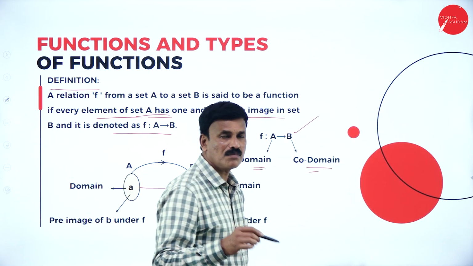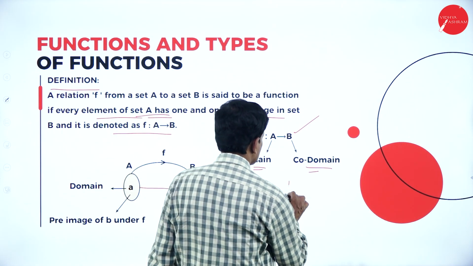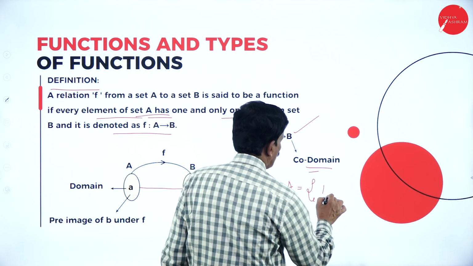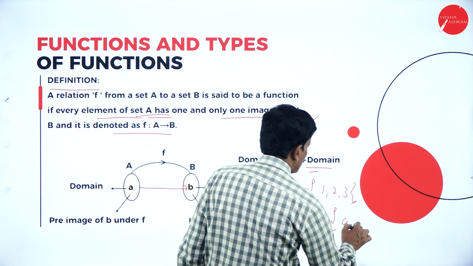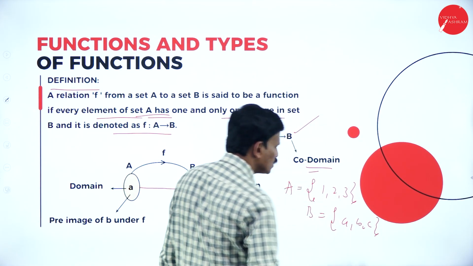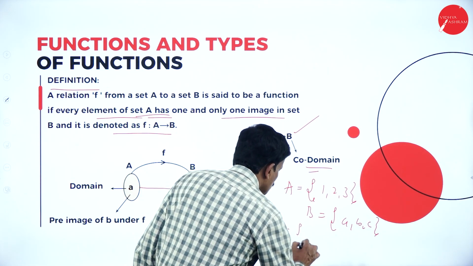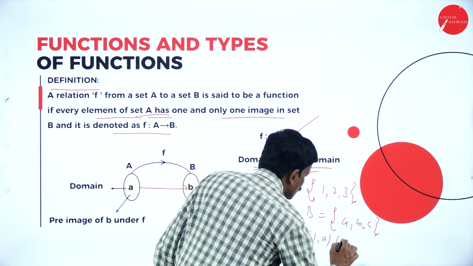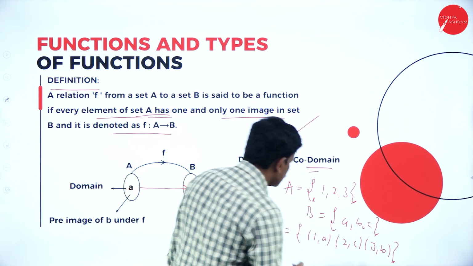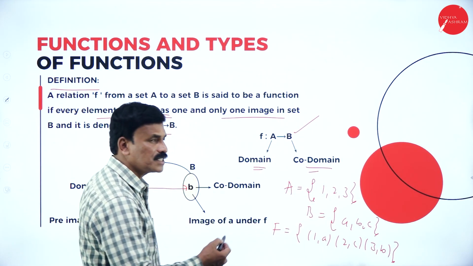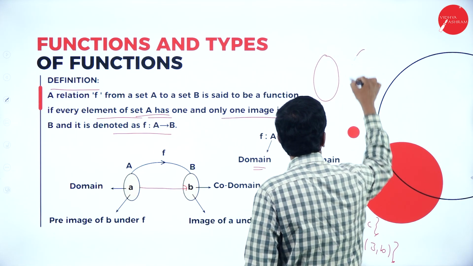Let me explain with an example. Consider a set A equal to {1, 2, 3} and another set B equal to {a, b, c}. Let a relation be defined by F equal to {(1, a), (2, c), (3, b)}. Now, this is the relation. Let us check whether it is a function or not. Represent this in an arrow diagram.